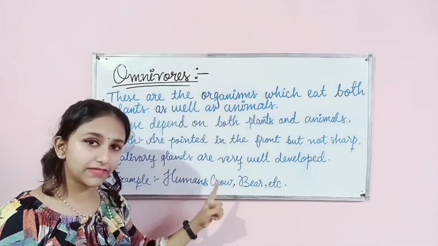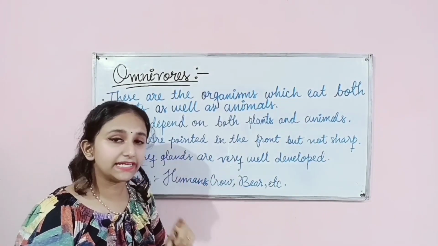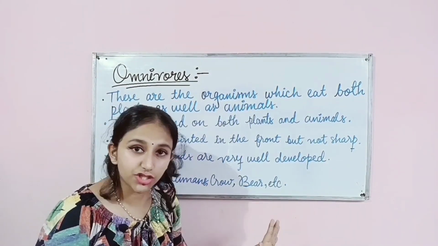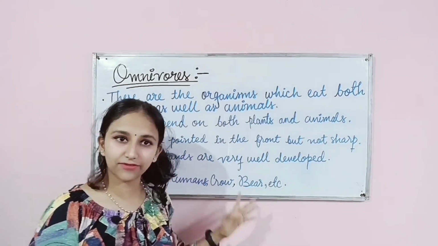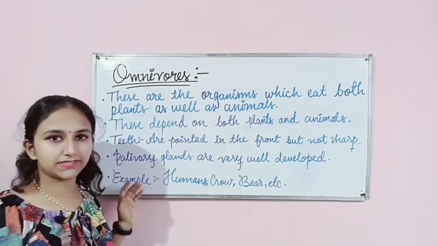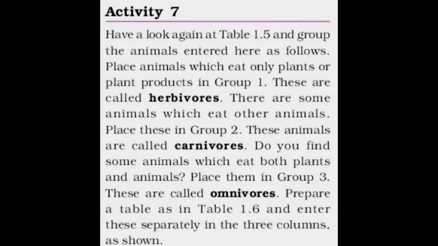Now the teeth of these organisms are pointed in the front but are not sharp. The salivary glands of these organisms are really developed very well. And the examples are humans, bear, crow. Now pause the video and read activity 7. Thereafter we fill table 1.6.